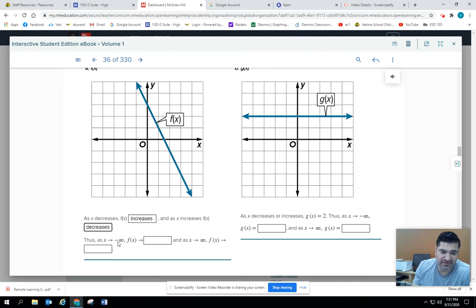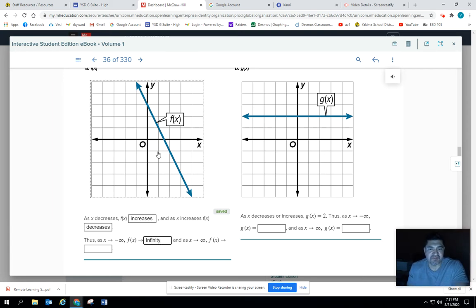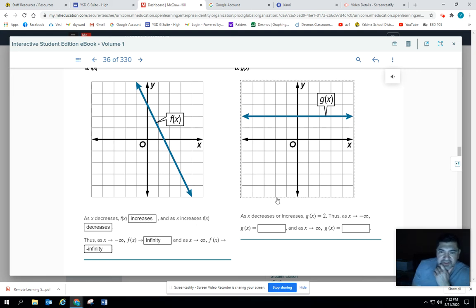Thus, as x approaches negative infinity, so as we're going this way, our function is going to infinity. Let's see if I can make the infinity sign here. Maybe if I just write it in. Infinity. As x approaches infinity, so as it's going this way, what's happening to our function? Our function is going to negative infinity.